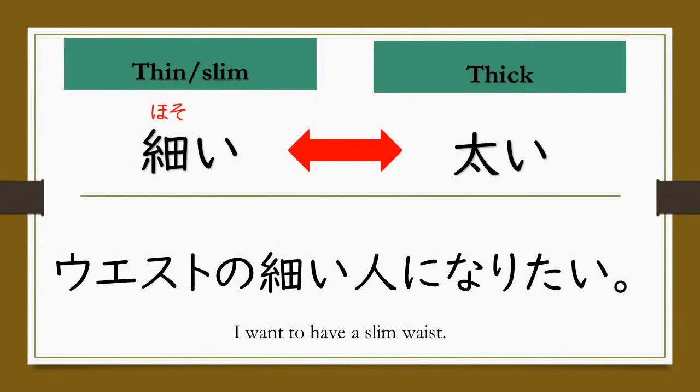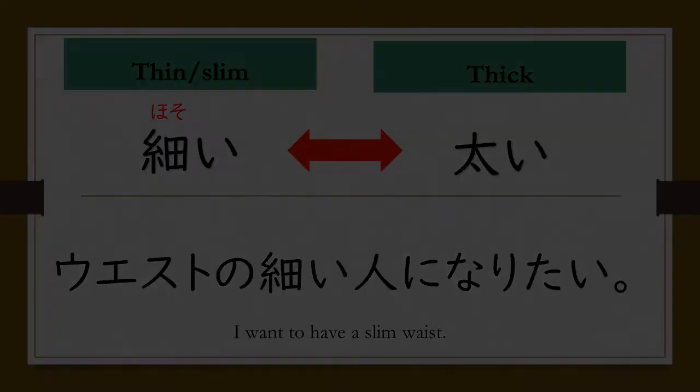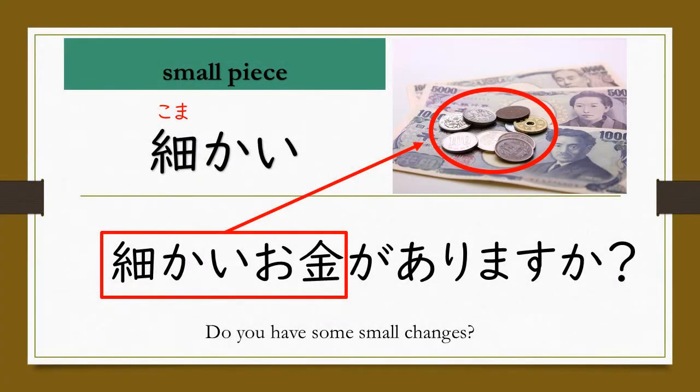Thin, slim, hosoi. Hosoi is an i adjective, so it's good to remember with the opposite pair, which is thick, futoi. Example, ウエストの細い人になりたい。Small piece, 細かい。Example, 細かいお金がありますか？細かいお金 is an expression of small changes.